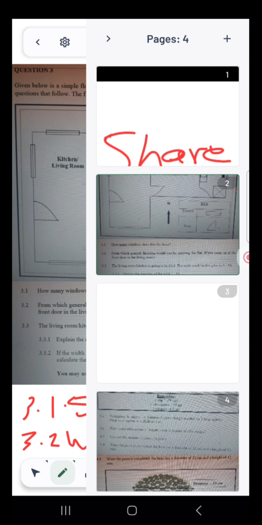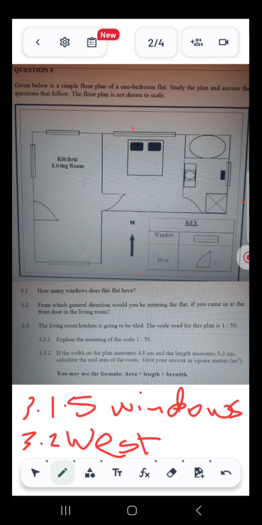Okay. So the next question, 3.3.1, we've already explained. So 3.3.2: if the width of the plan measures 4.8 centimeters, so that's the width for the kitchen and living room, and the length measures 9.3 centimeters, that's on the plan, right? Calculate the real area of the room, and give your answer in square meters. You may use the formula area is equal to length times breadth.